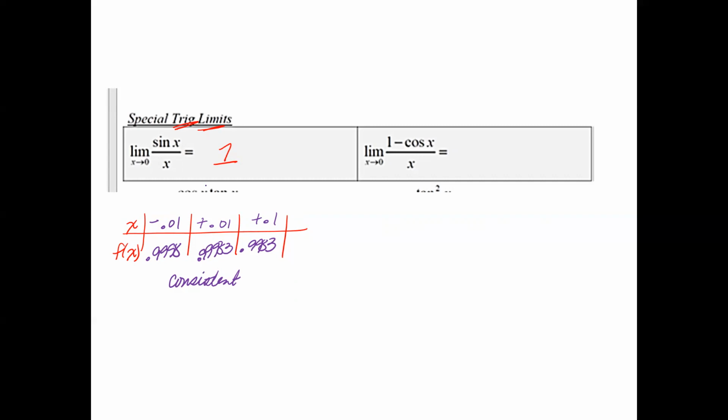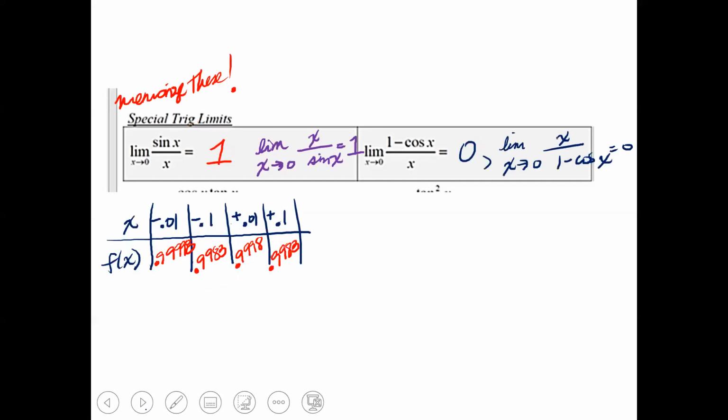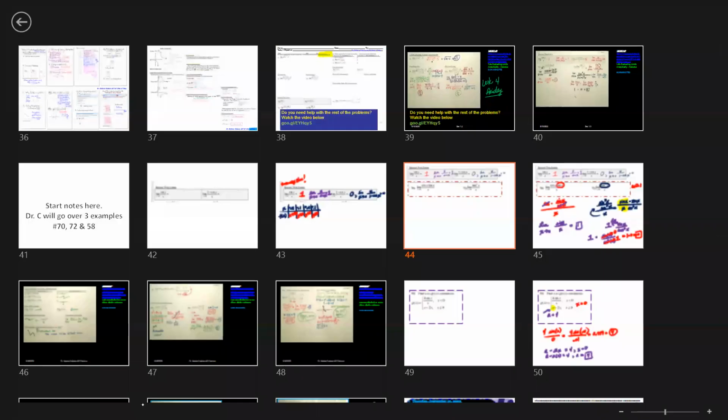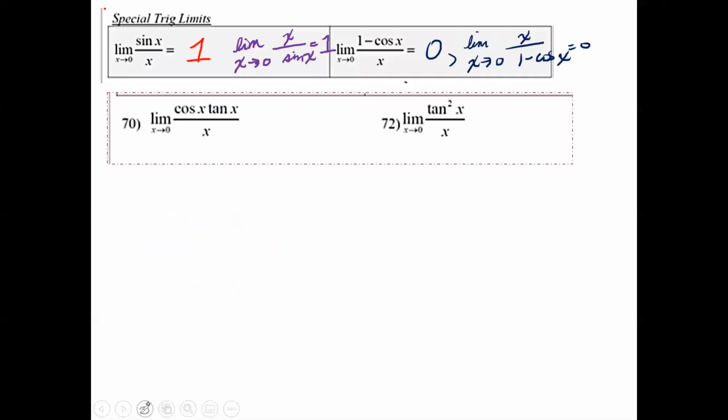The next special trig limit is the limit as x approaches 0 of 1 minus cosine x over x. It is going to be 0. All right, using these 2 special trig limits, let's approach question number 70. Okay, here we go.